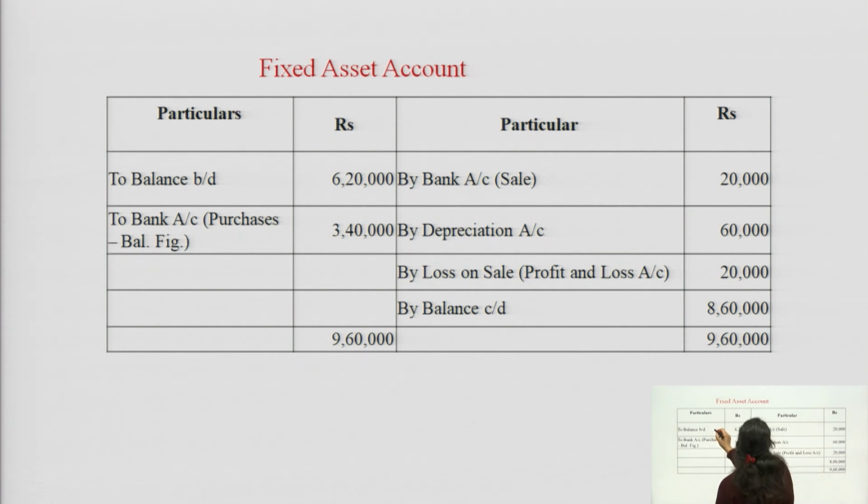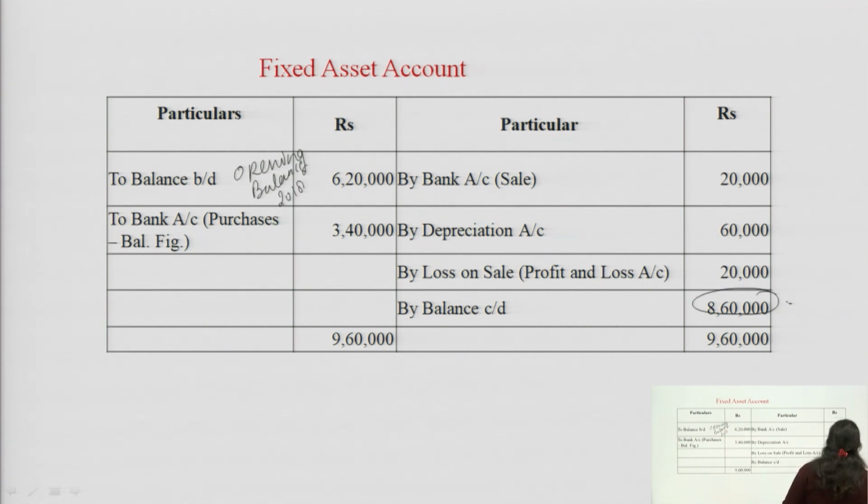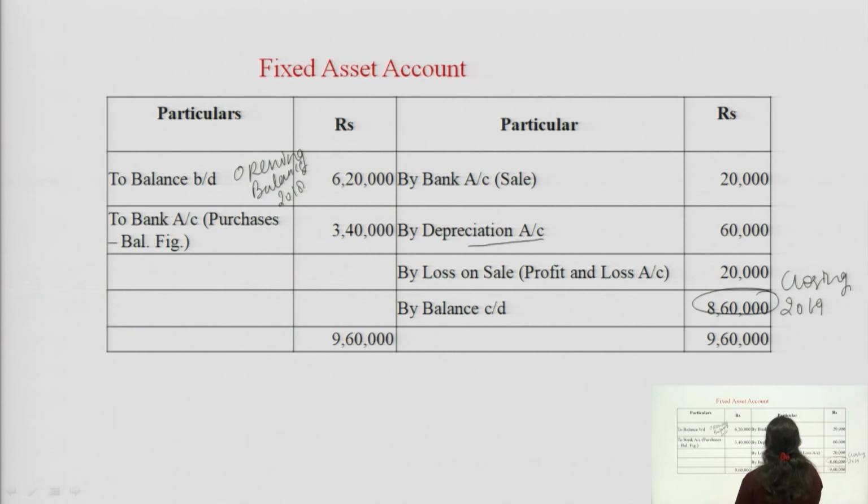It is the opening balance which I have just shown you in the balance sheet. Opening balance was for 2018 and this is the closing balance for 2019. So, what we have taken: depreciation was mentioned in the adjustment itself, costing rupees 60,000, and loss on sale of asset was also mentioned in the additional information, 20,000 being given.